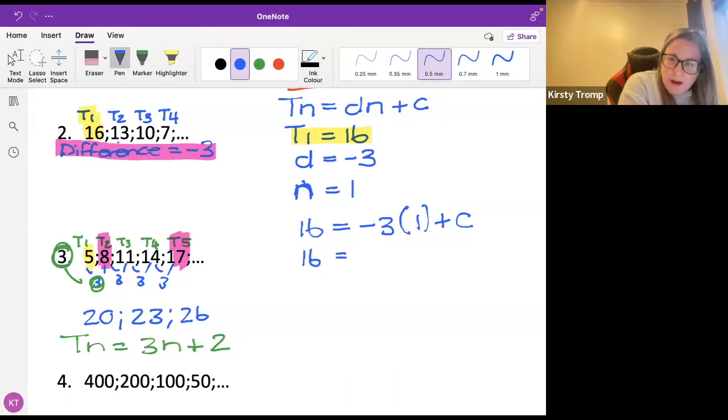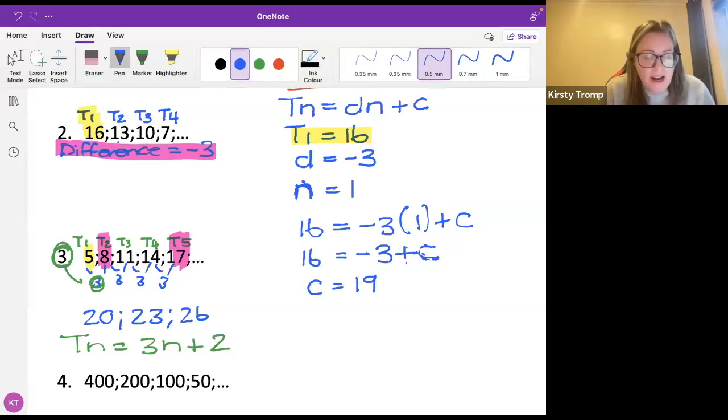What's negative 3 times by 1? If there's a number and a bracket next to each other, it means that I must times, hey? It means we must times. Okay, so negative 3 times by 1 is negative 3 plus C. All right, so now, Amo, you tell me, what must I add to negative 3 to get to 16? Or what minus 3 equals 16? Do you agree it'll be 19, hey?